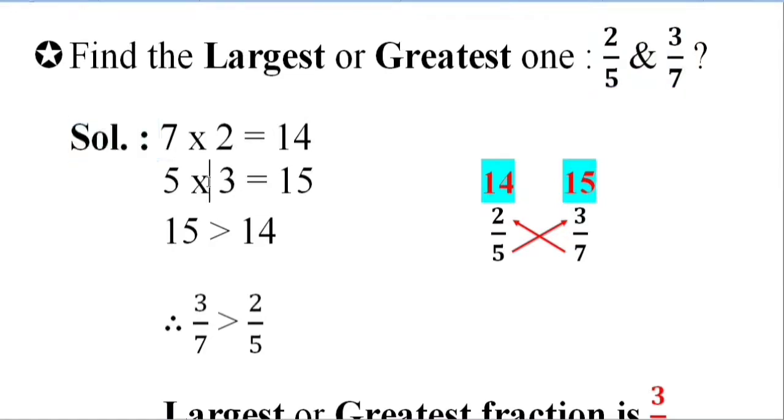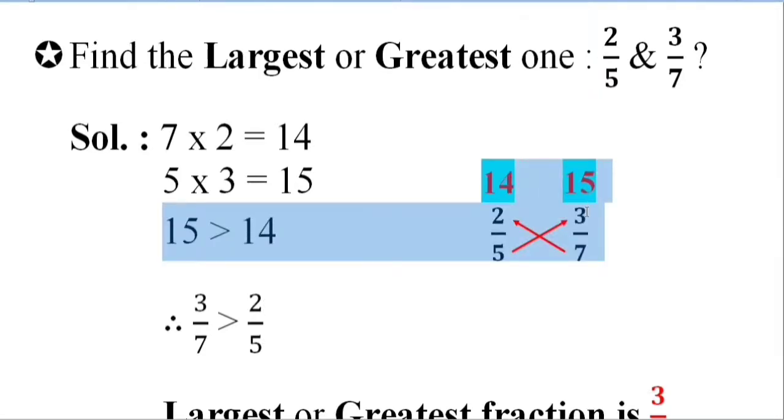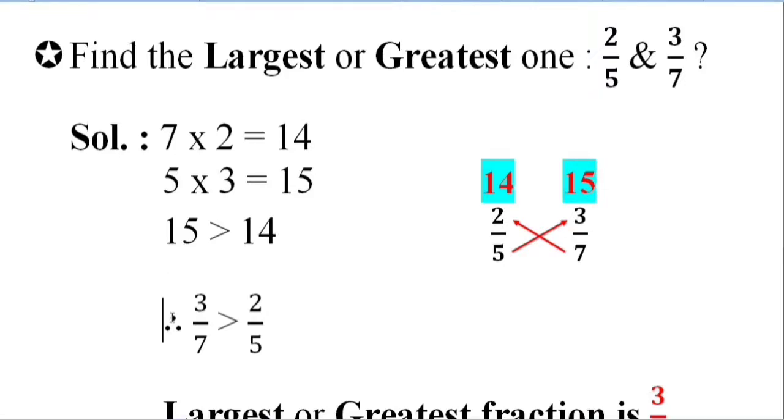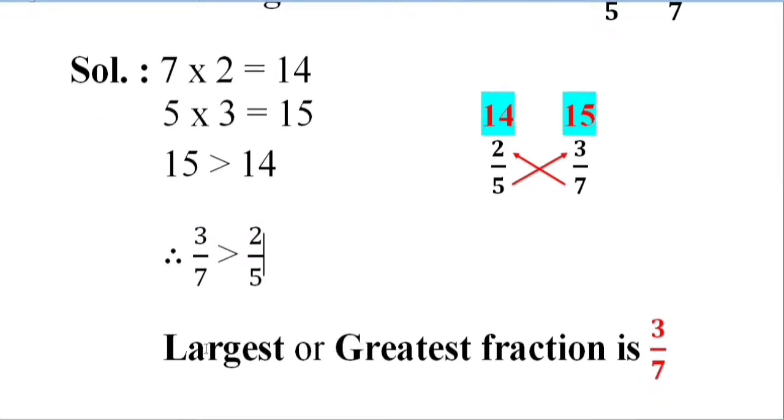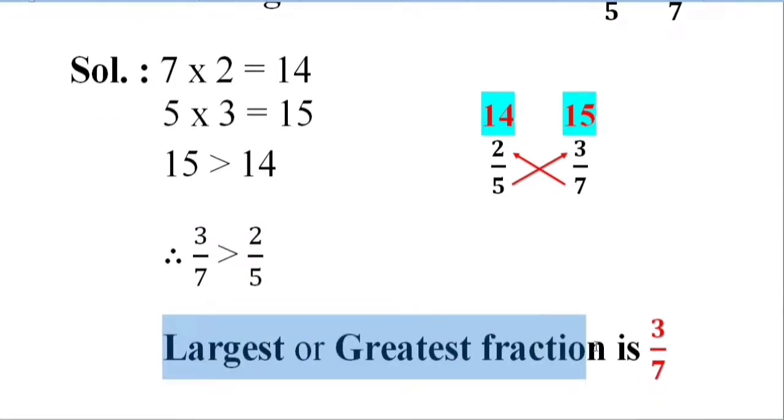Solution: 7 into 2 equals 14, and 5 into 3 equals 15. 15 is greater than 14. Most of the students will make a mistake here. Therefore, 3 by 7 is greater than 2 by 5. The largest or greatest fraction is 3 by 7.